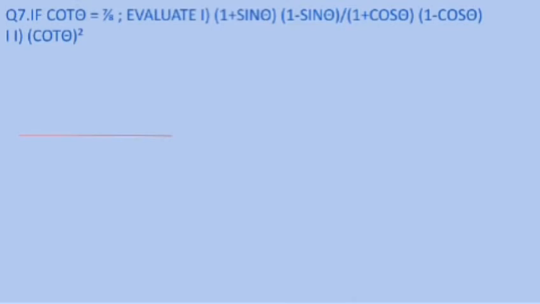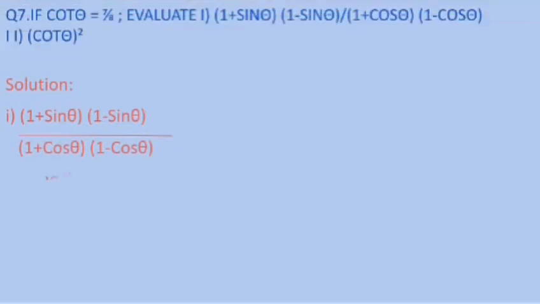If cot theta, here we have theta, we are given cot theta equal to 7 by 8. We need to evaluate the value of (1 plus sine theta)(1 minus sine theta) divided by (1 plus cos theta)(1 minus cos theta). And in the second part, we have to find the value of cot square theta. Okay class, so solving the first part, that is (1 plus sine theta)(1 minus sine theta) divided by (1 plus cos theta)(1 minus cos theta).